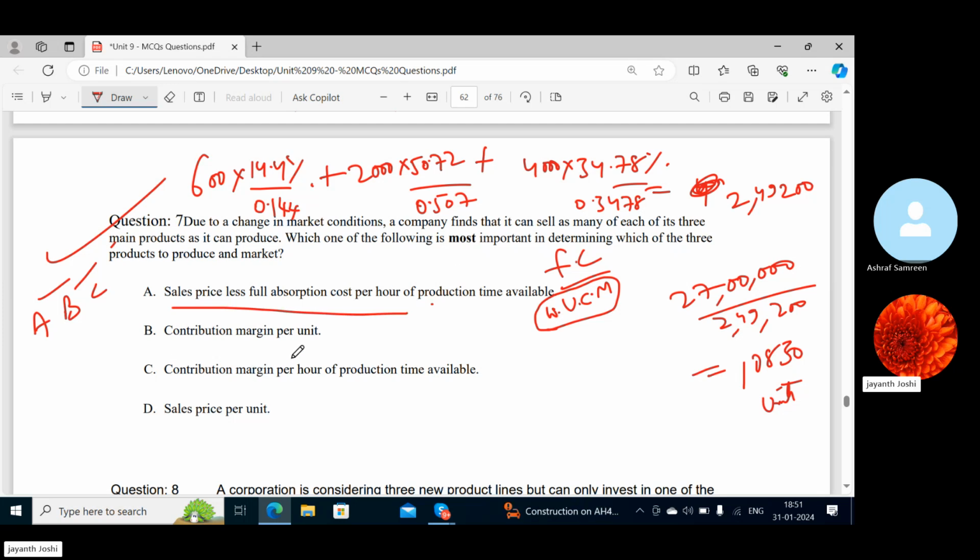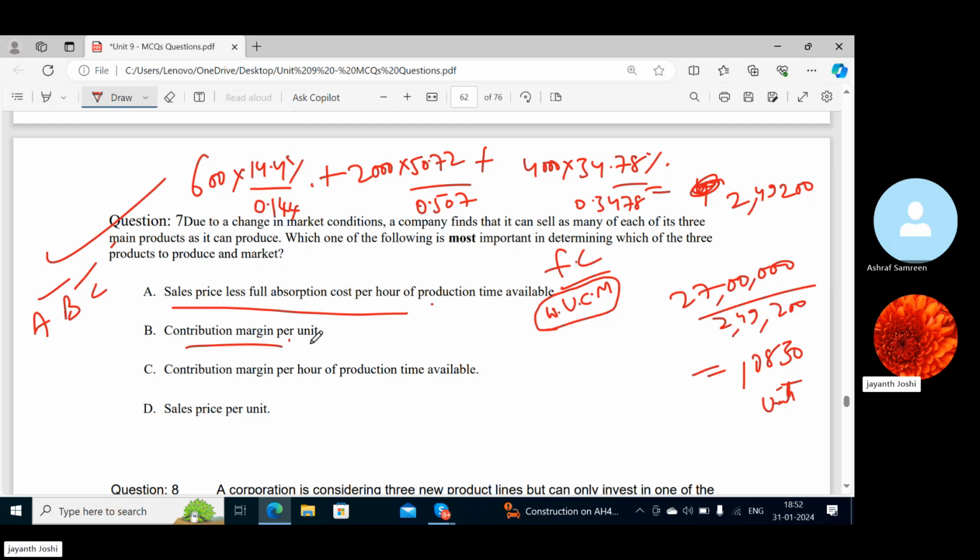Contribution margin per unit. The product with the highest unit contribution margin may require greater usage of a constrained resource than another product contributing a lesser amount per unit. That means contribution margin per unit of three products. We know the one giving the highest contribution margin is the best one, correct? But the precondition is that it requires greater usage of that scarce resource than another product contributing a lesser amount per unit. So the information is not coming out in this option also.